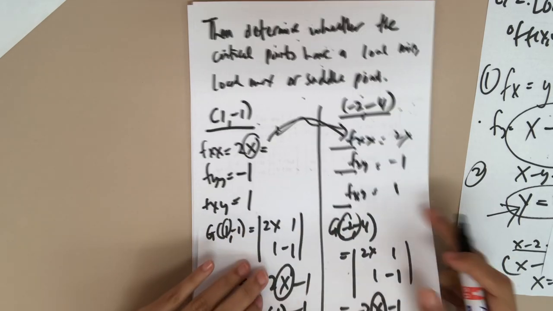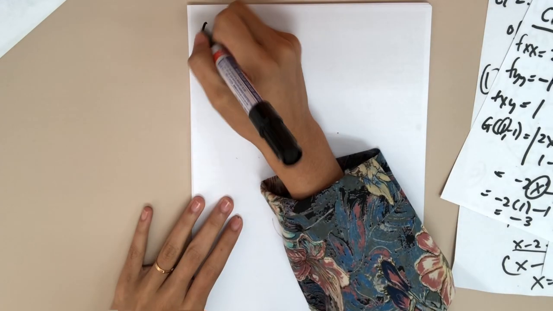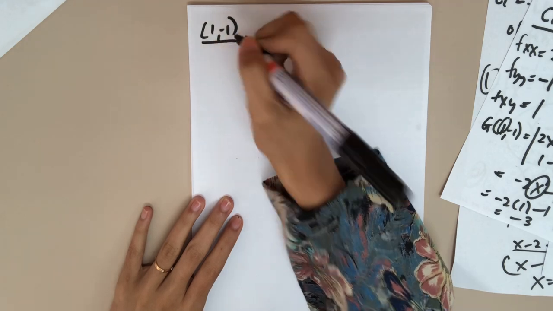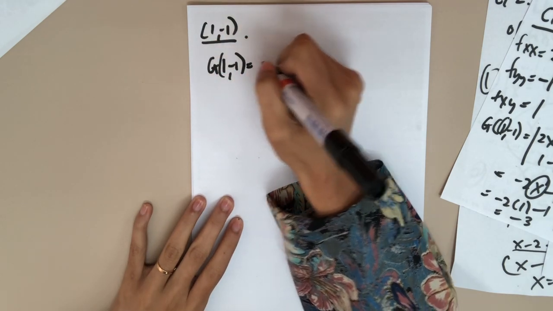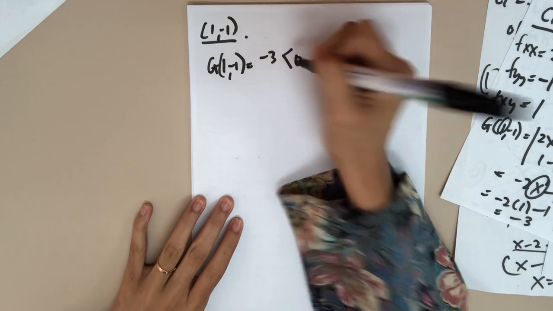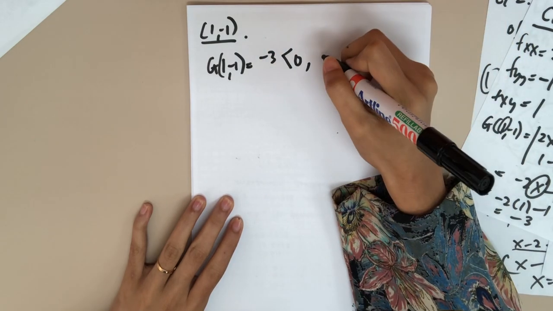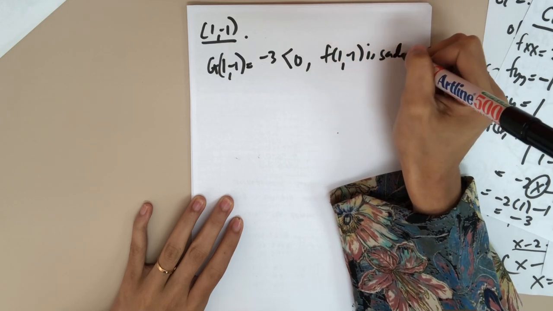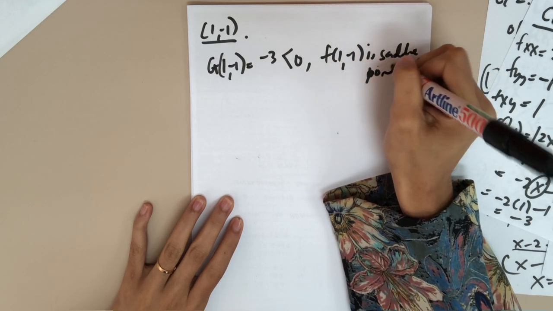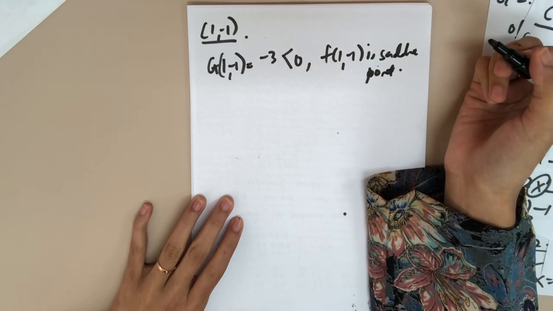For the point (1,-1), your g(1,-1) is equal to -3, which is less than 0. Therefore, f(1,-1) is a saddle point.